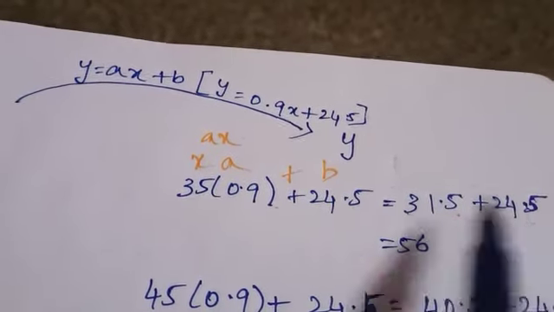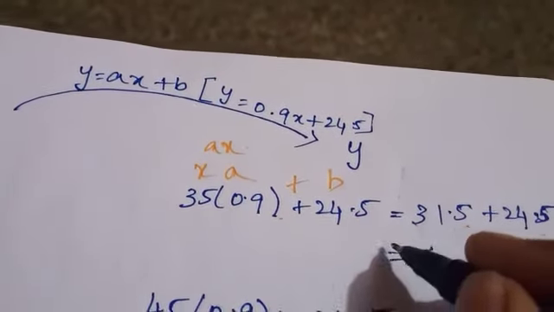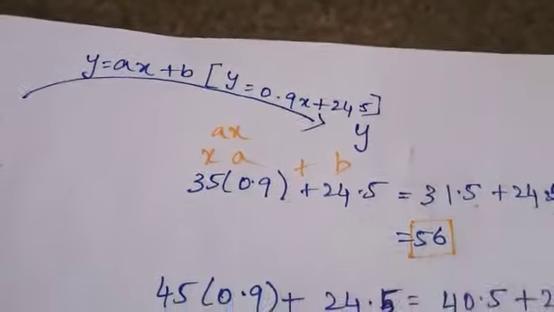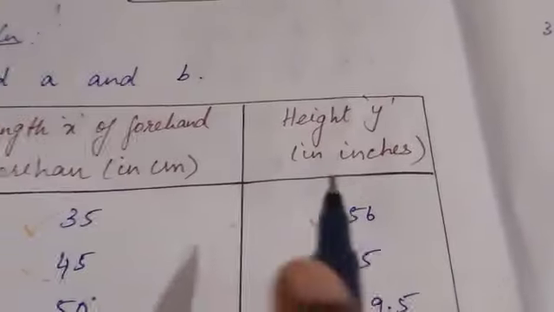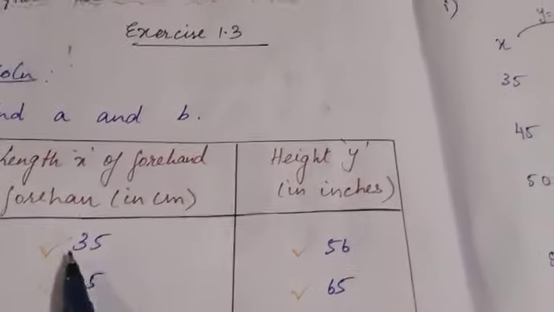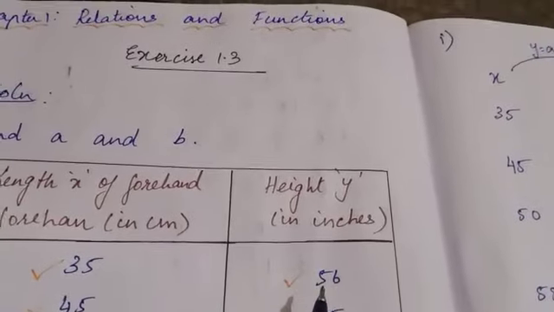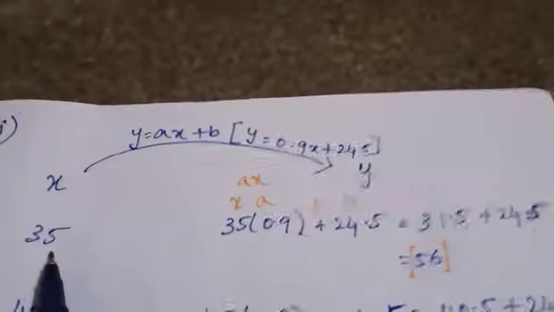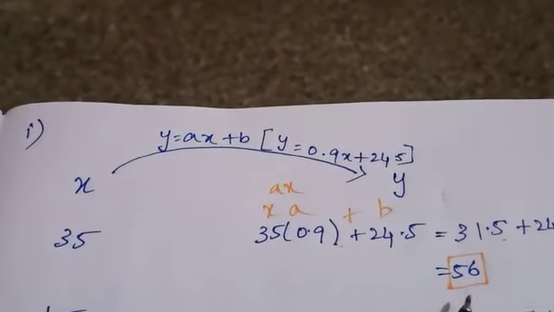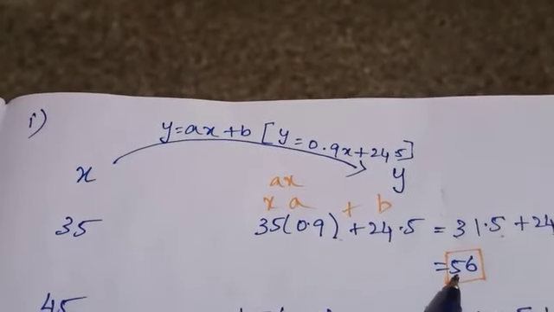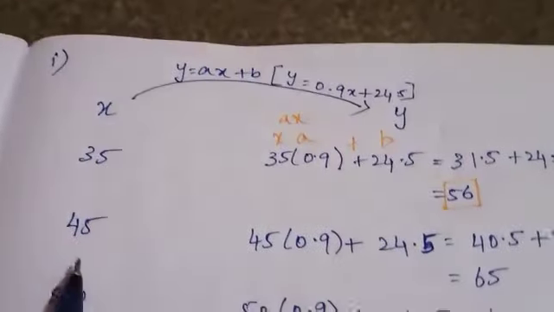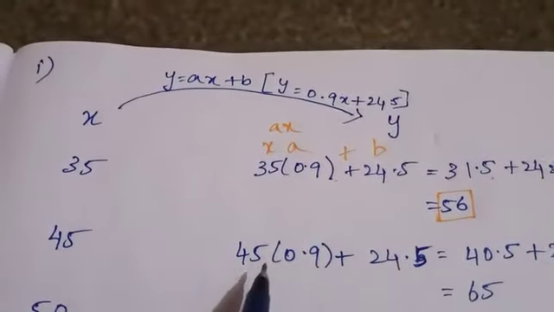If I add this both, my answer is 56. So now I have got the answer of y here. By substituting 35, I have got my y value. Yes or no? So 35 and I have got the y value. So in the same way, the next number 45.